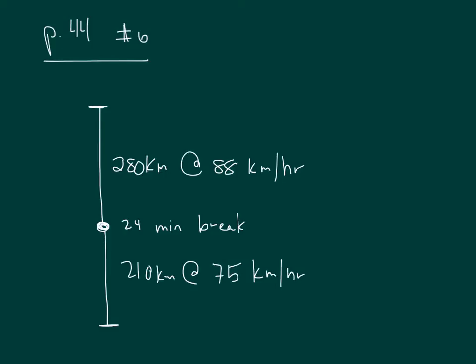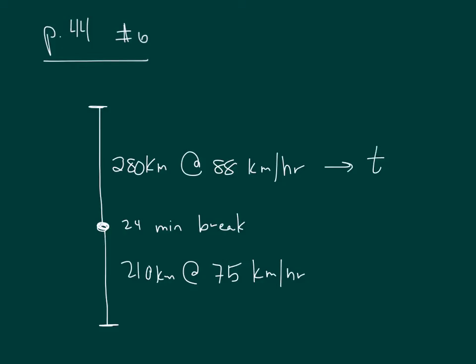If you travel 280 kilometers at 88 kilometers per hour, you could figure out how much time it takes to travel that distance. You could then also figure out how much time it takes to travel this bottom distance. Add those three times together to get the total time. What did people get for the first part? How much time?